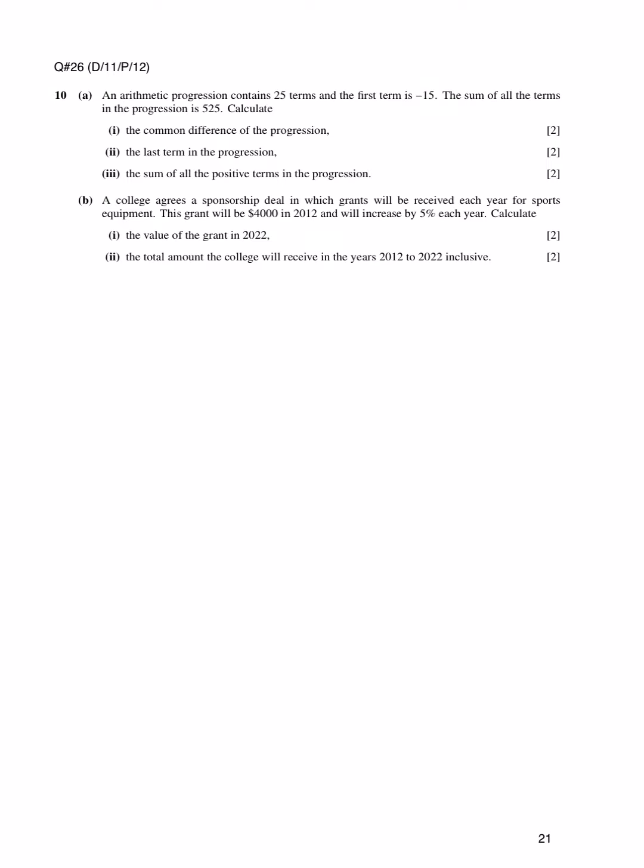Alright, it's December 11, paper 1-2. It says an arithmetic progression contains 25 terms and the first term is negative 15. The sum of all the terms in the progression is 525. Calculate the common difference of the progression.